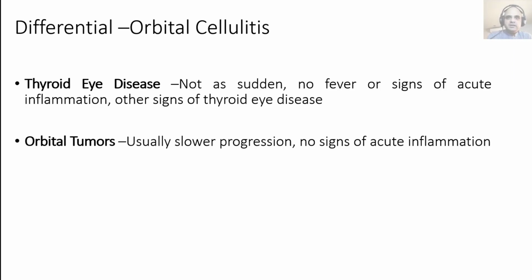Orbital tumors, again, can mimic an orbital cellulitis, but they're not as rapidly progressive as an orbital cellulitis, and not associated with a history of a respiratory tract infection, especially in children, or a paranasal sinus infection, or any one of the sources of infection as seen in orbital cellulitis.